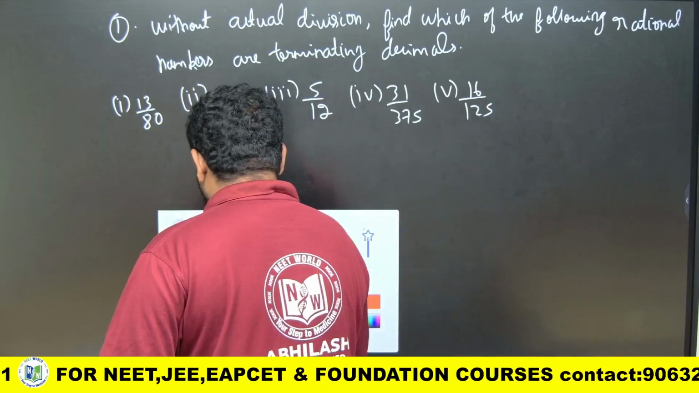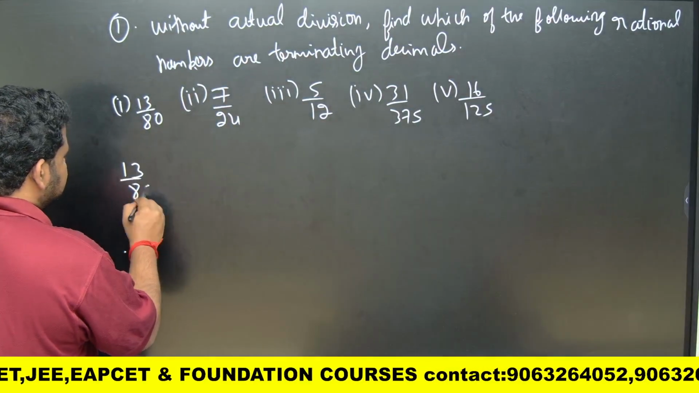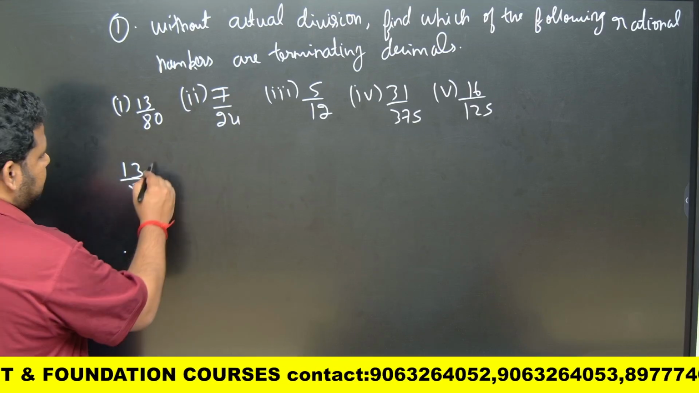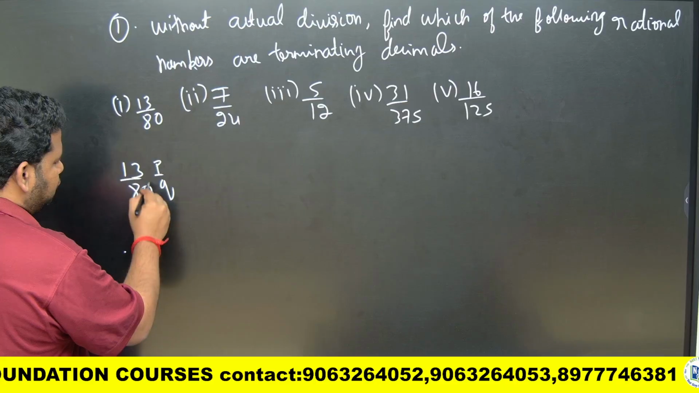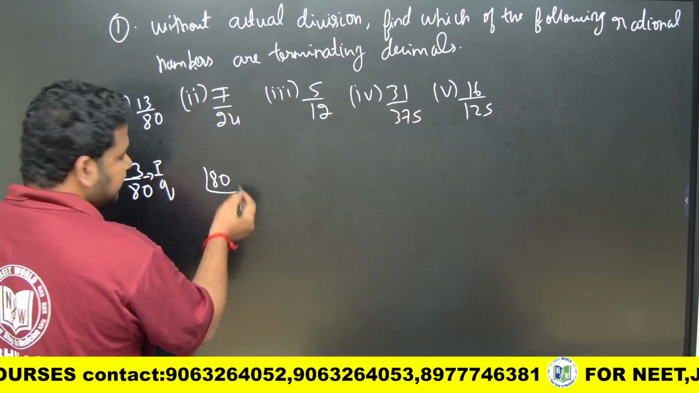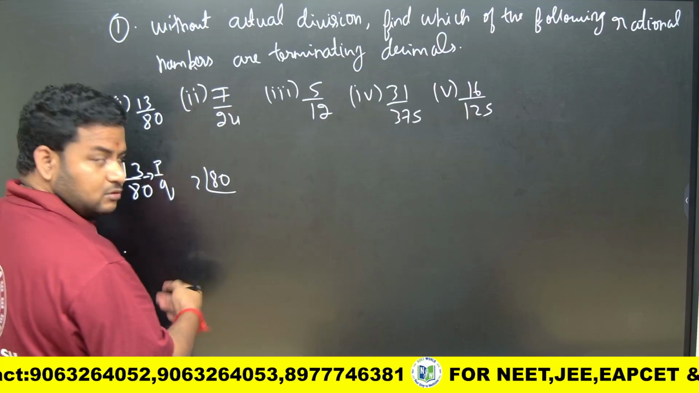Now have a look at this question. The first question that they have given is 13 by 80, without actual division. So p by q, we have to check for q. q is 80 here. How do we find the factors of 80? We will use the LCM method, the same method we used before.